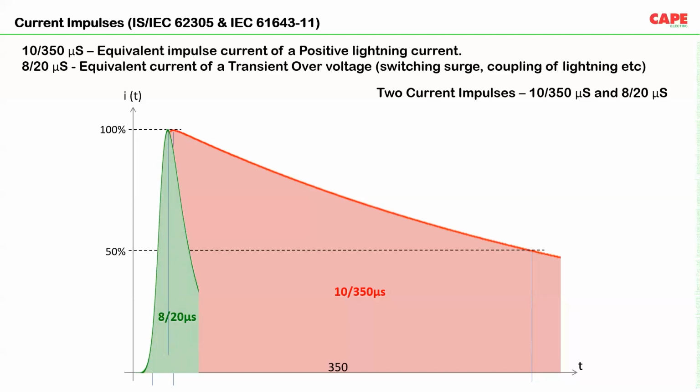Based on these waveforms, there are two types of SPD classified. First one is class 1 SPD, which can withstand the lightning waveform or lightning impulses, which is nothing but the 10 by 350 microsecond waveform. Second one is class 2 SPD, which is nothing but an SPD which is tested with the 8 by 20 microsecond waveform. So based on these types of waveforms, SPDs have been classified into two types, class 1 and class 2.